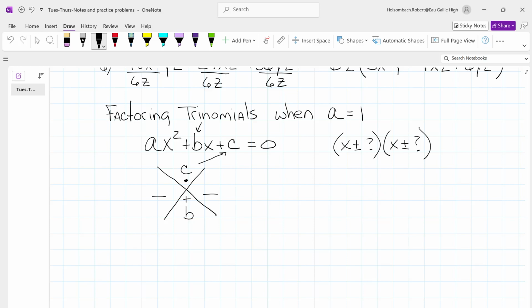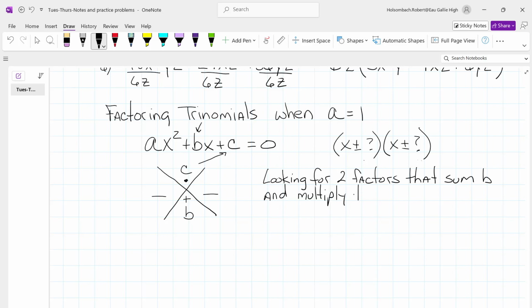All right? So when you factor a trinomial, you're looking for two numbers that add up to B, but multiply to C. Okay, so we're looking for two factors that sum to B and multiply to C. Right, and here's your B, and here's your C.